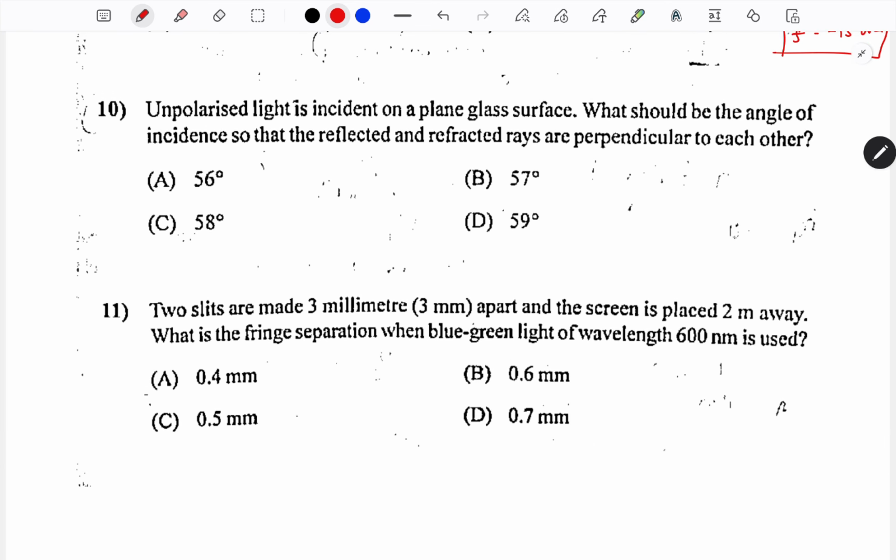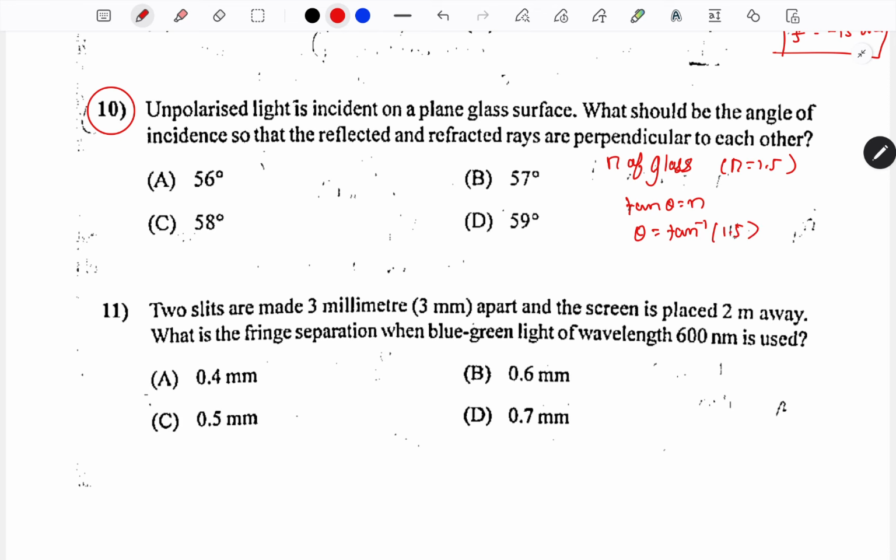Unpolarized light is incident on a plain glass surface. What should be the angle of incidence so that refracted and reflected rays are perpendicular to each other? See, this question is from the omitted syllabus portion, but we can solve this. We have to remember that n of glass is equal to 1.5 and tan theta is equal to n, so theta is equal to tan inverse 1.5.